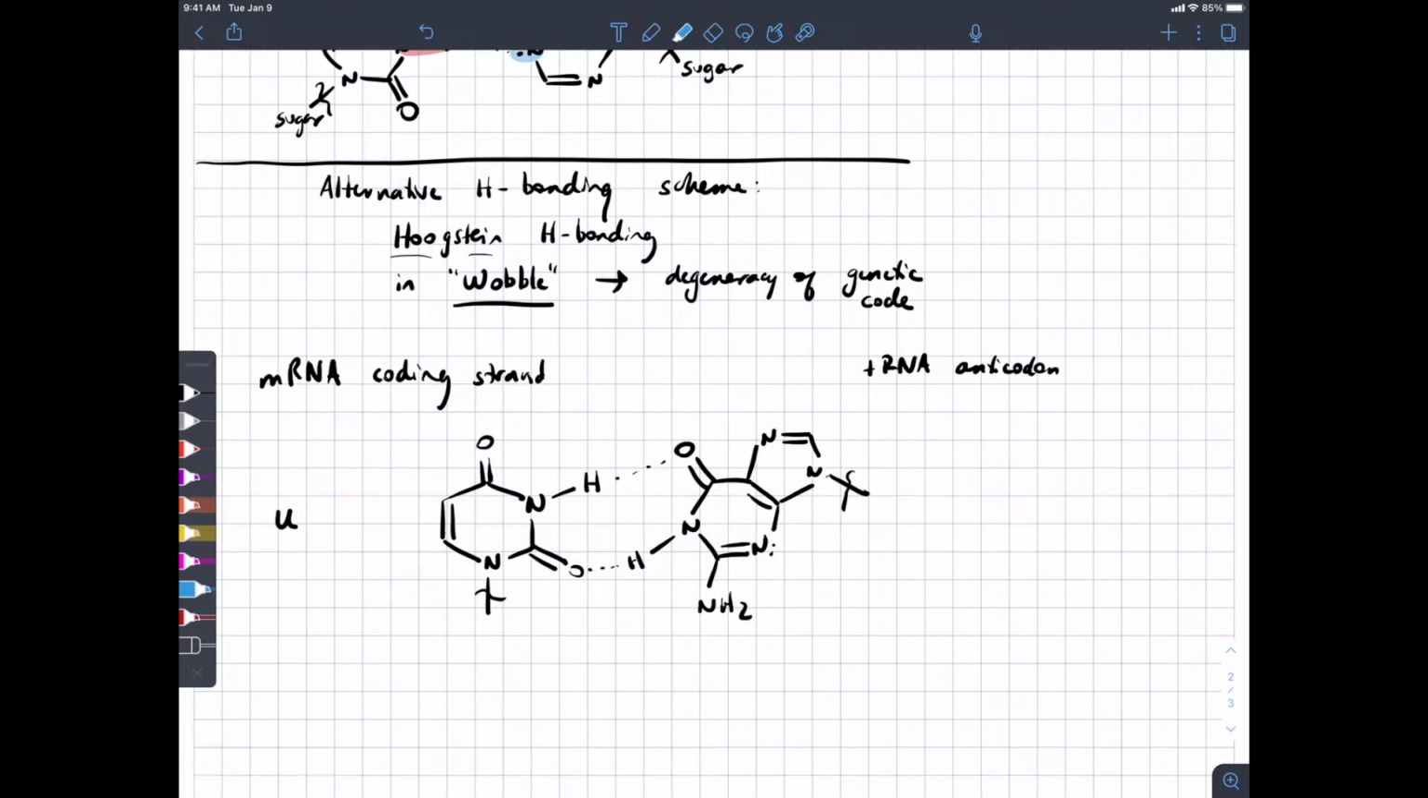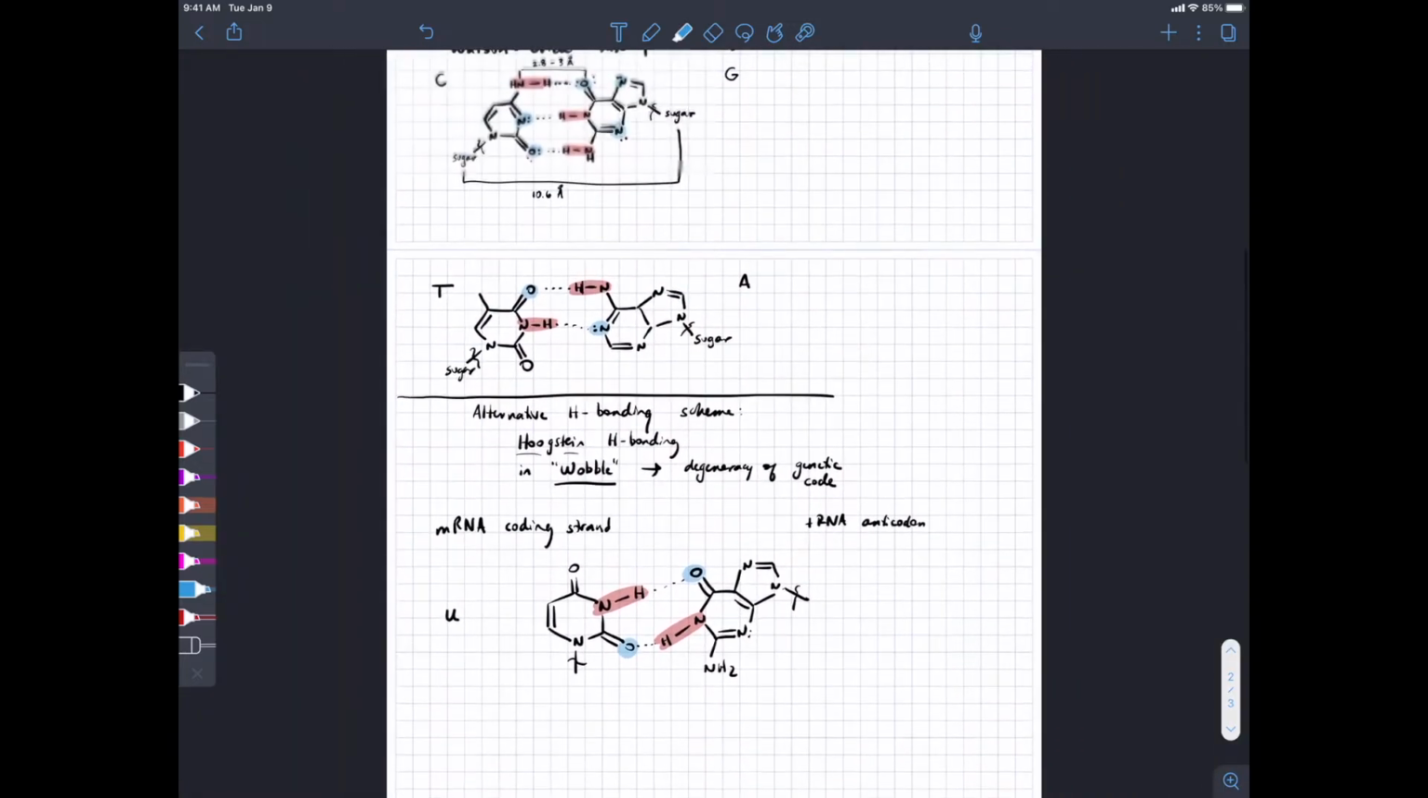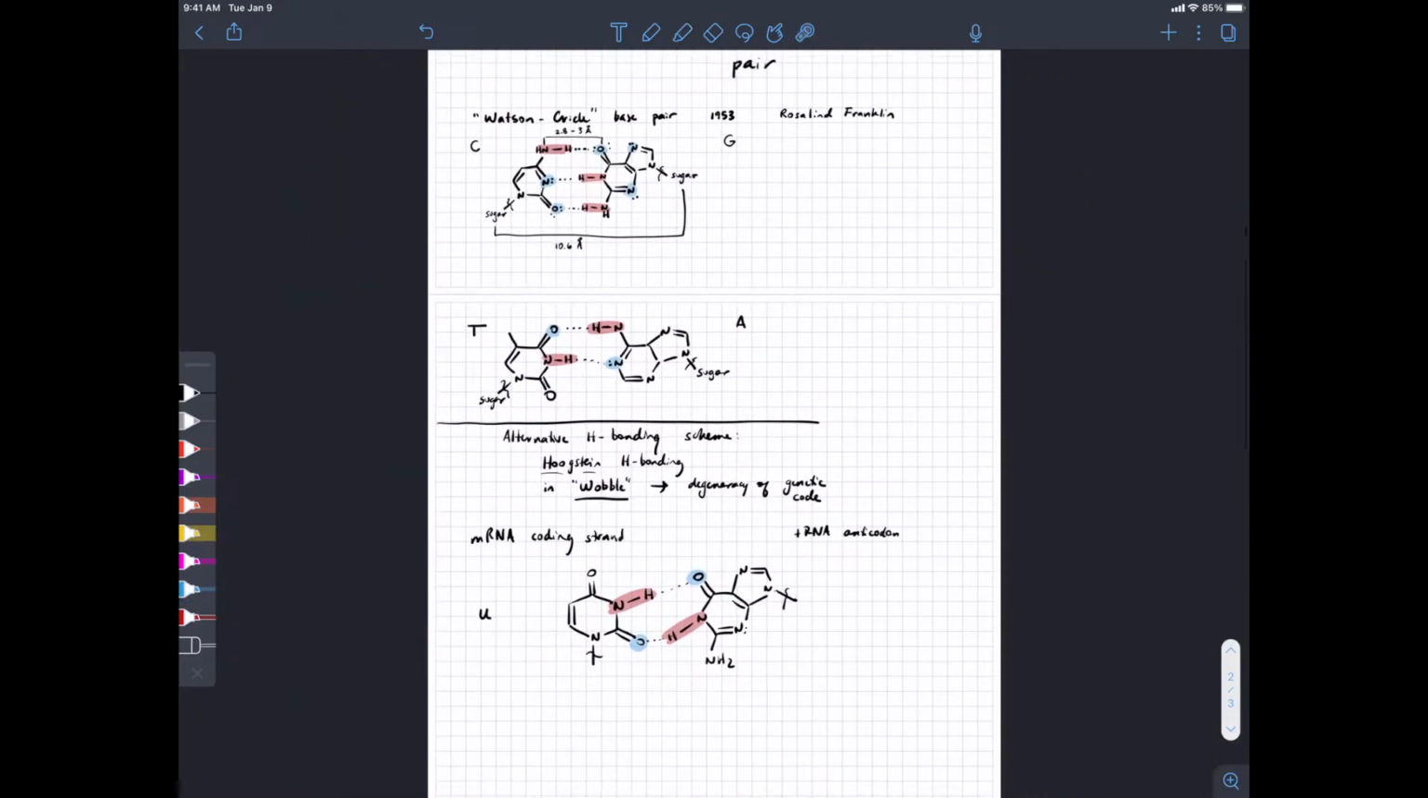So here you have the NH group of uracil interacting with the carbonyl oxygen of guanine, and then this ring NH group interacting with the carbonyl oxygen here on uracil. Notice that the geometry there is different than the geometry in Watson-Crick base pairs in DNA. In the TA pair, it's the oxygen on top, and then this NH group that does the hydrogen bonding, whereas in this Hoogsteen pair, it's the other carbonyl oxygen that's involved.